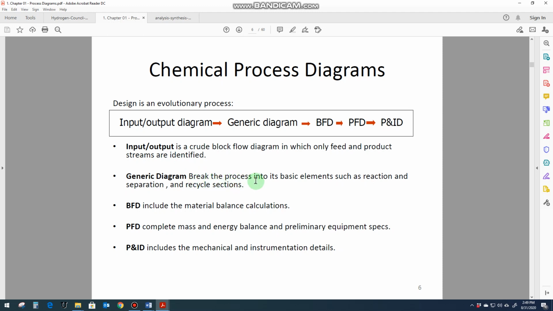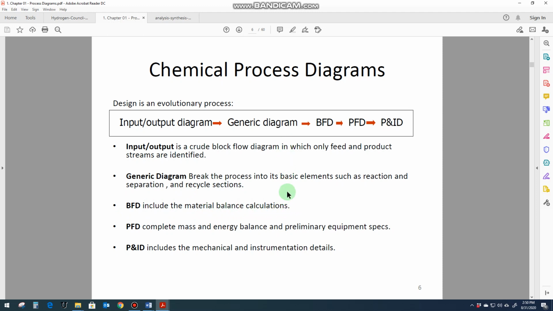It breaks the process into basic elements such as reaction, separation, and recycle sections. Okay, so the main process units may include the reactors, then the separators, and the recycles. So this generic diagram is slightly more advanced compared to the input and output diagram. Then once we have this diagram, we will move to the block flow diagram. Now, the block flow diagram includes the material balance calculation.